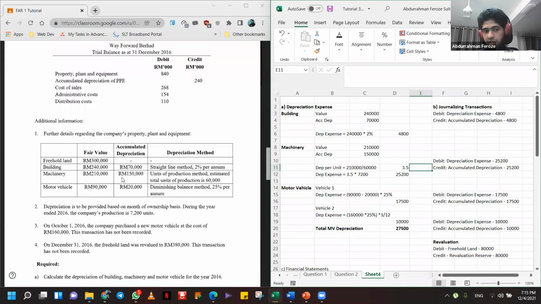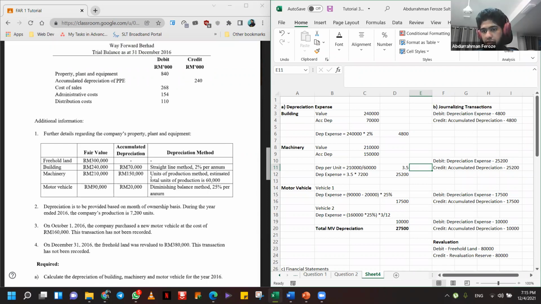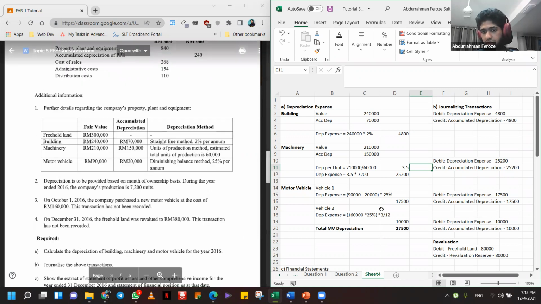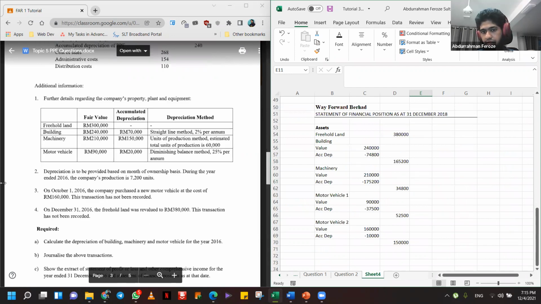So for machinery, it was 150,000, and then the depreciation expense this year was 25,200. So we added them together. Together, the accumulated depreciation became 175,200. Likewise with each asset. Is that clear? Okay. All right.